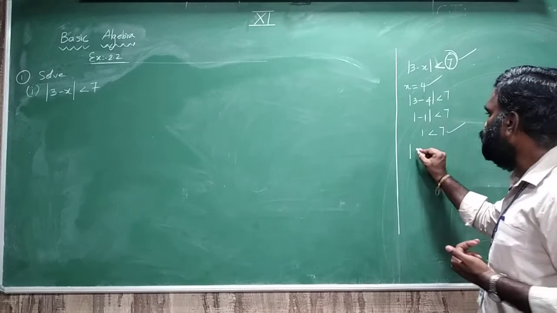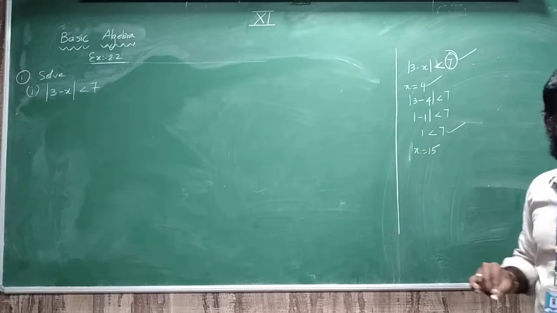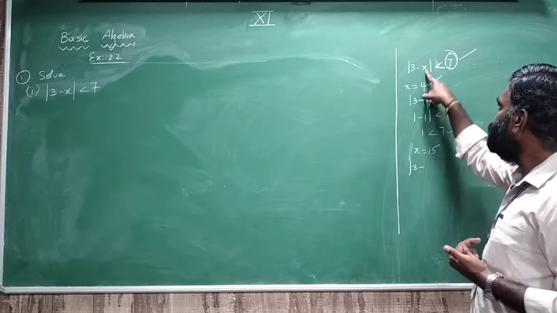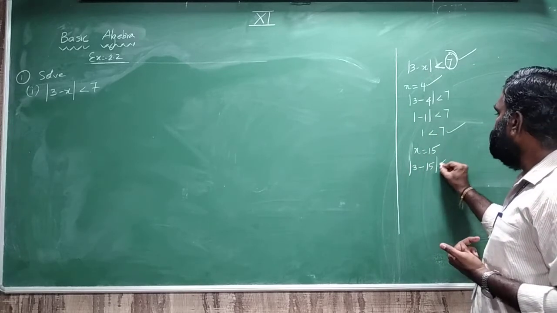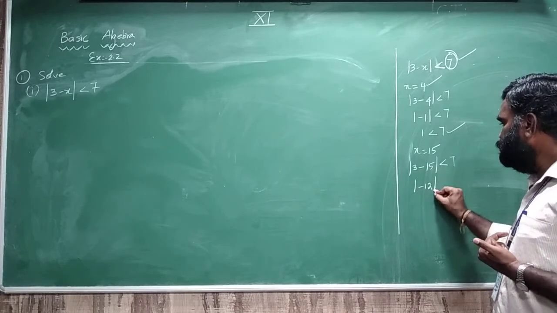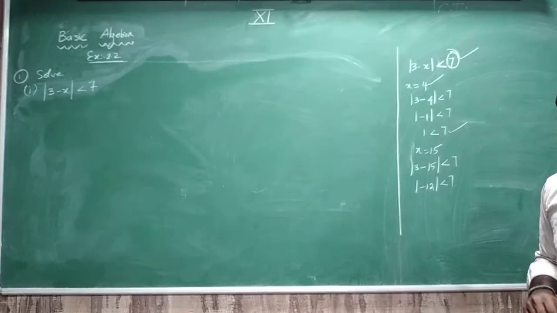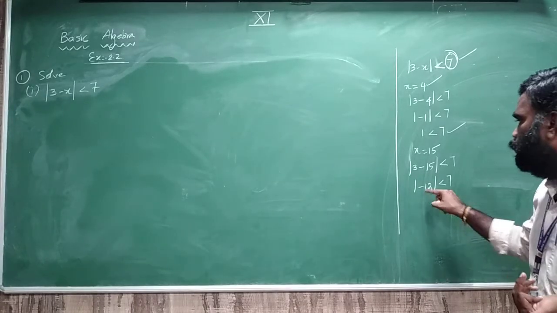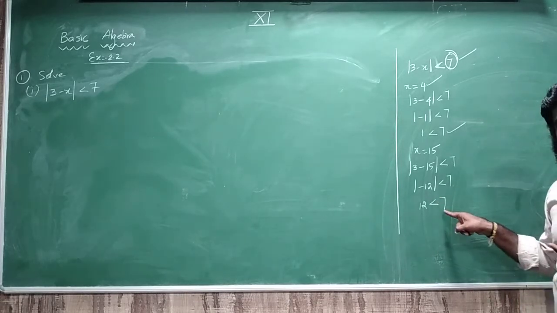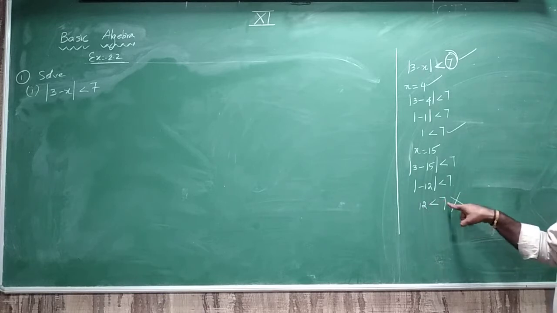Suppose in place of x, I apply 15. Modulus of 3 minus 15, that is minus 12, less than 7. Modulus of minus 12, the minus becomes plus, so it is 12. Is 12 less than 7? No, this is not correct. 12 is greater than 7.